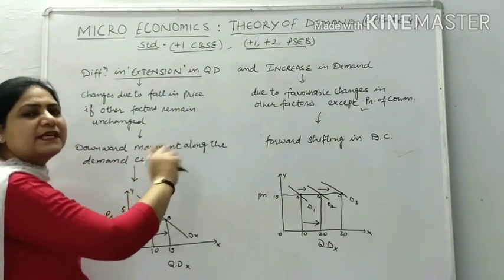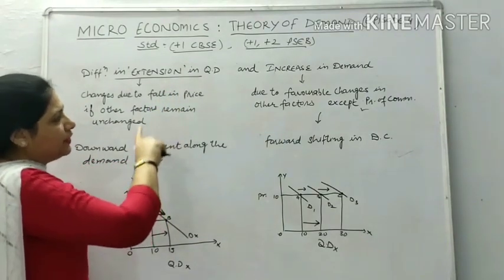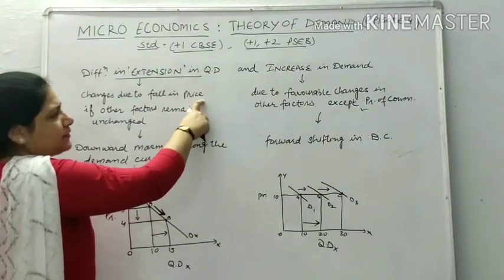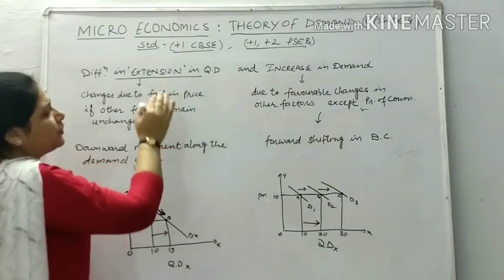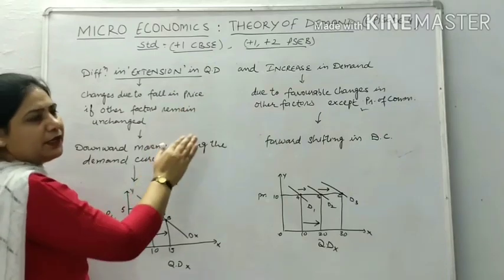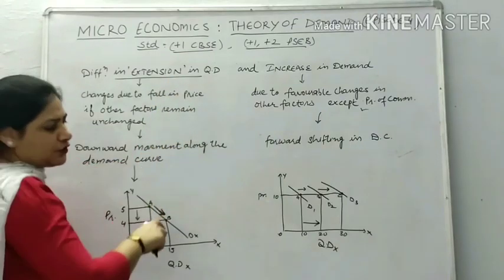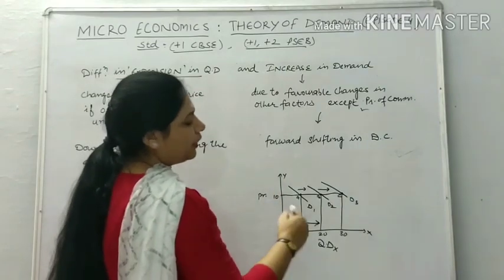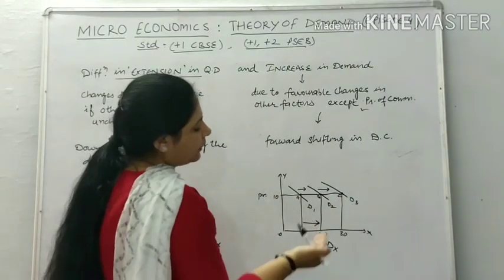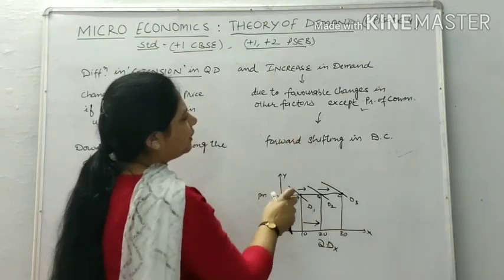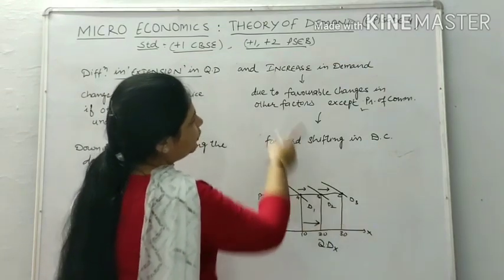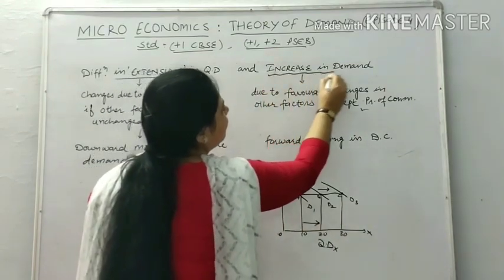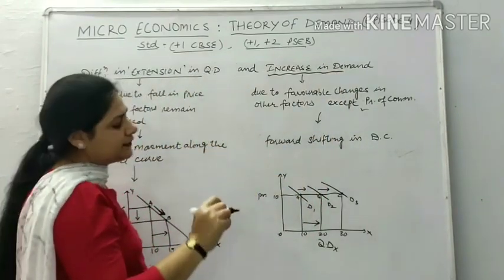This is the basic difference. When there is a change in price, then there occurs a change in quantity demanded, which is called extension. But if an increase occurs in demand, we show it through shifting, and that phenomenon is called increase in demand.